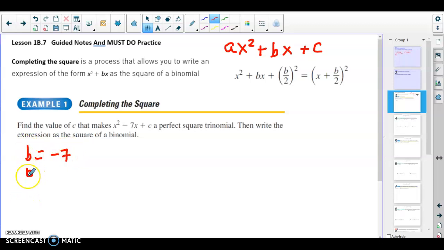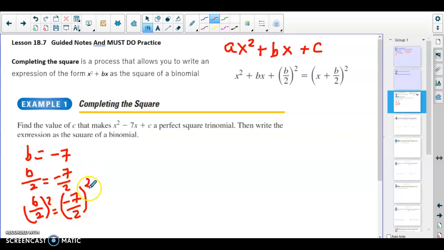Now we're going to find B over 2. B over 2 is equal to -7 over 2. And the last one is B over 2 squared, which is equal to -7 over 2 squared. Well, what's -7 over 2 squared? Well, a negative times a negative is going to be a positive. If I square 7, I get 49. If I square 2, I get 4.